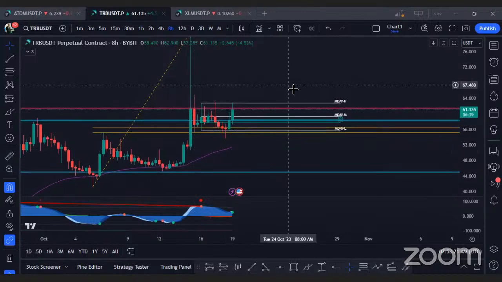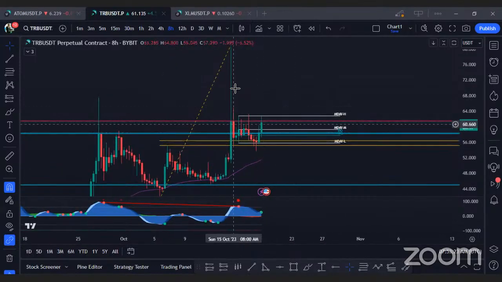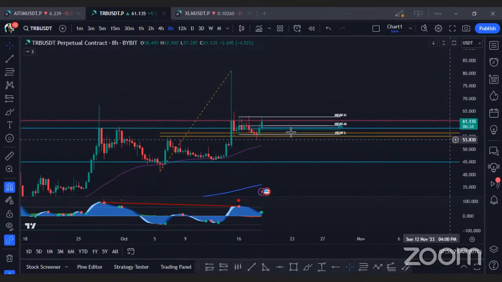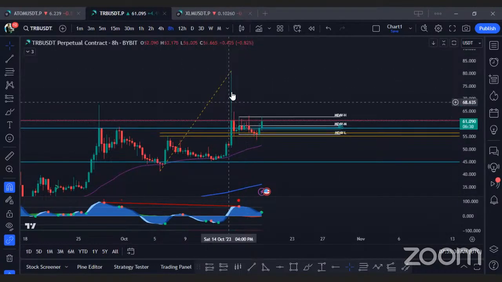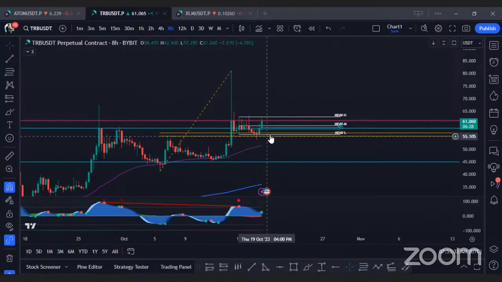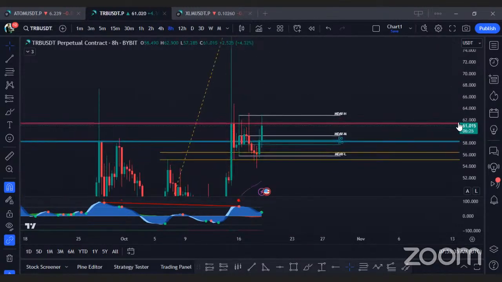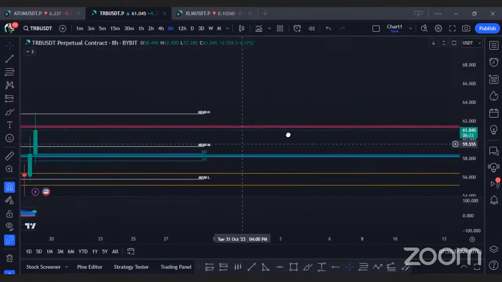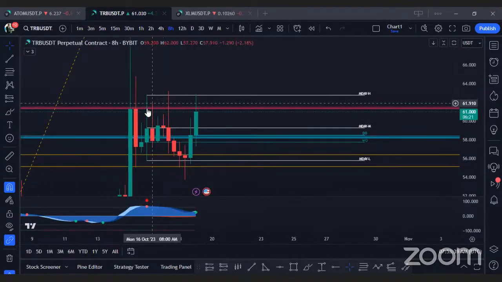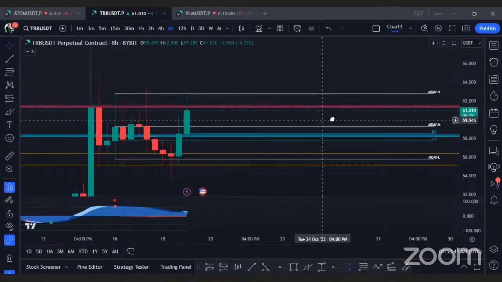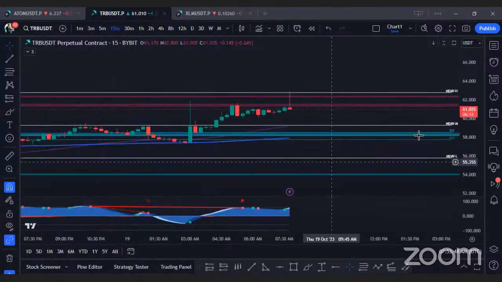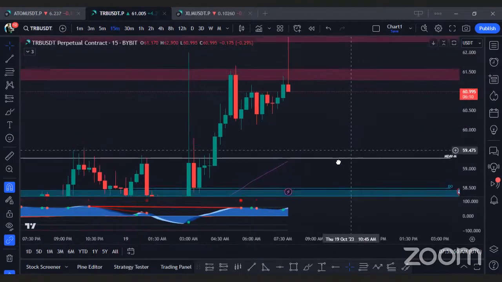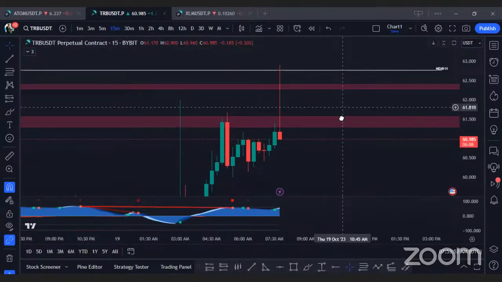Now looking at this golden pocket level, this is exactly where it is rejecting from. This golden pocket level is taken from this level here up to that wick there. So this pullback just rejected at that golden pocket level, guys. But right now we are at a resistance level for this token, so we should be looking for a short for this trade.